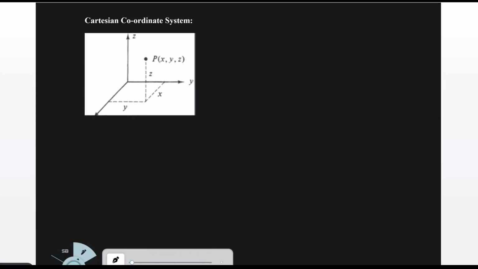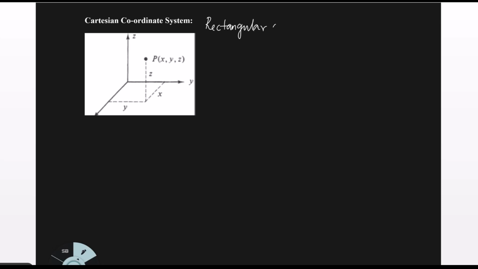First coordinate system, the Cartesian coordinate system, which is also called the rectangular coordinate system. In the Cartesian coordinate system, the points are represented by the letters x, y and z. Now let us increase each coordinate, each point, by a differential length dx, dy and dz.